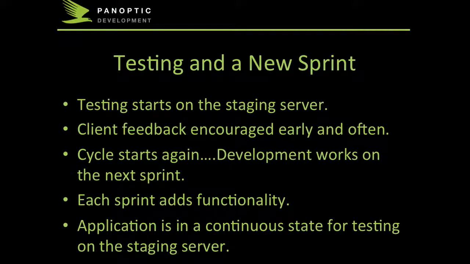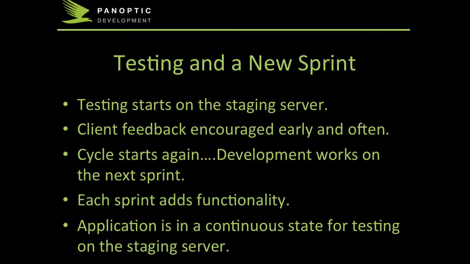From here, testing starts. Even though we have automated testing, we still do manual testing because there's some things that the automated test just can't pick up. We encourage client feedback at this time. We really like clients to go onto the staging server and to start testing to make sure the features are working the way they expect them to. And while testing starts, development then starts a new cycle, a new sprint. So they're off working on the new sprint, adding new functionality. And the application is in a continuous state for testing.